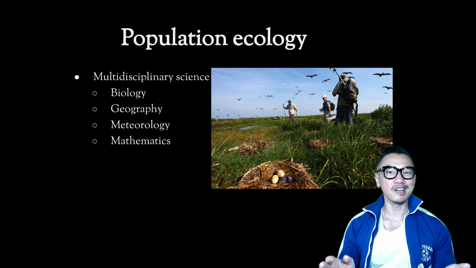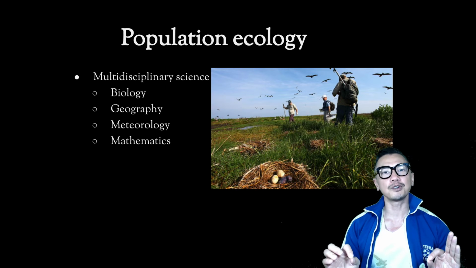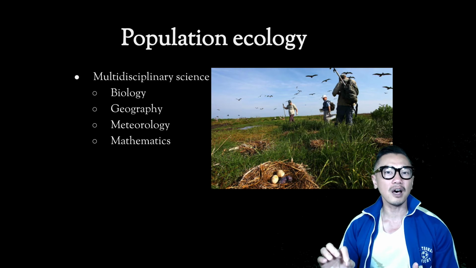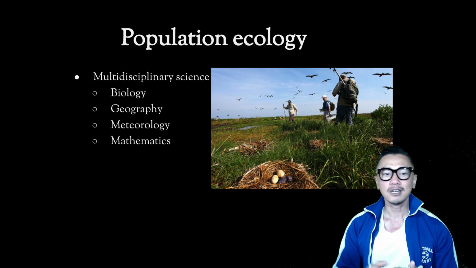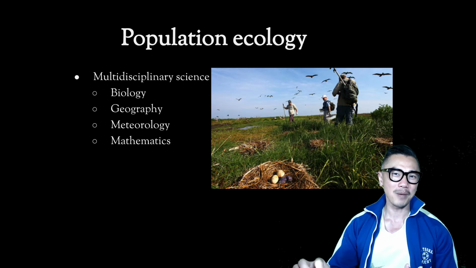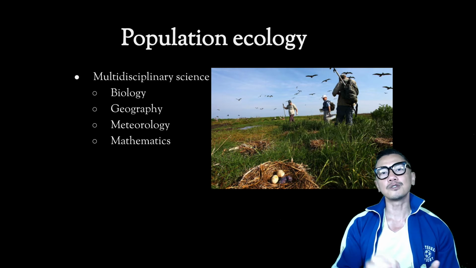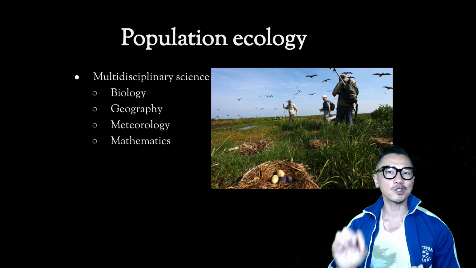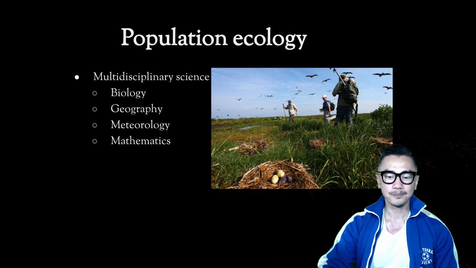Population ecology and ecology in general are considered multidisciplinary sciences because they bring in a lot of different fields of science, including biology, geography, meteorology, and mathematics. Geography is the study of the land and its features. Meteorology is the study of weather and climate.